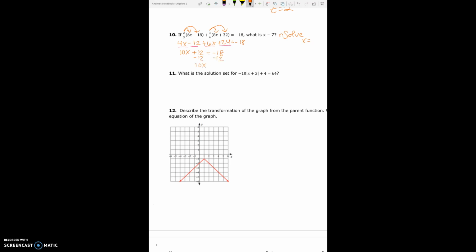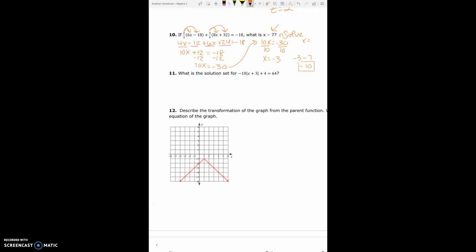So I get 10x equals negative 30. I'm just going to rewrite that up here. And then divide by 10 to get x equals negative 3. Now the question isn't what is x equal? The question is what is x minus 7? So I'm going to do negative 3 minus 7 to get negative 10.